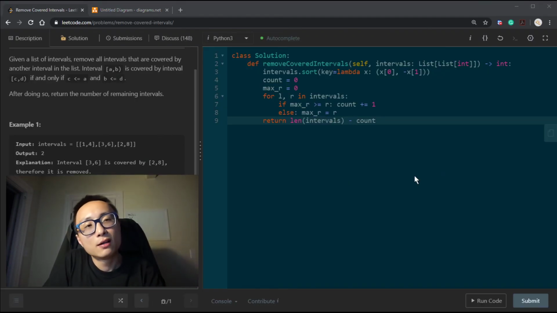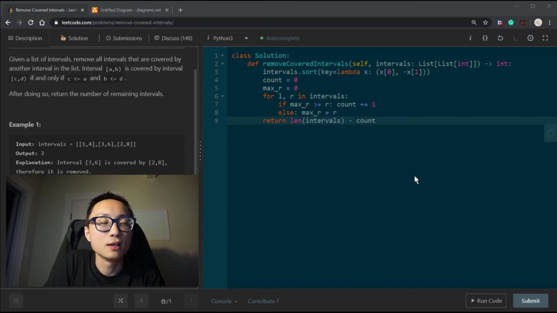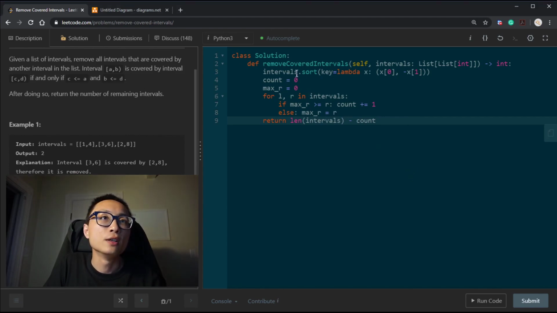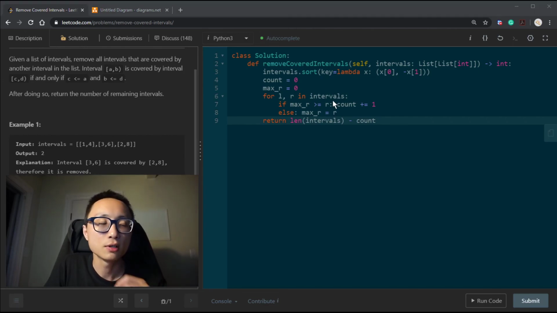Anyway, the runtime for this is n log n plus n. The n log n is the sorting. The line sweep here is a linear pass. So that's this question today.